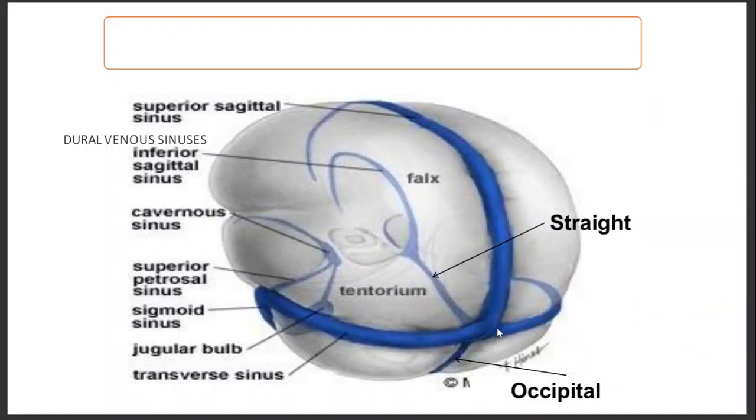So these are the ones that you can see here. You have got this one on top, the superior sagittal sinus, and then the inferior is this one. The inferior is going to continue as the straight sinus. At this point where all the sinuses are connecting, we call it the confluence of sinuses. And then you have got the transverse.